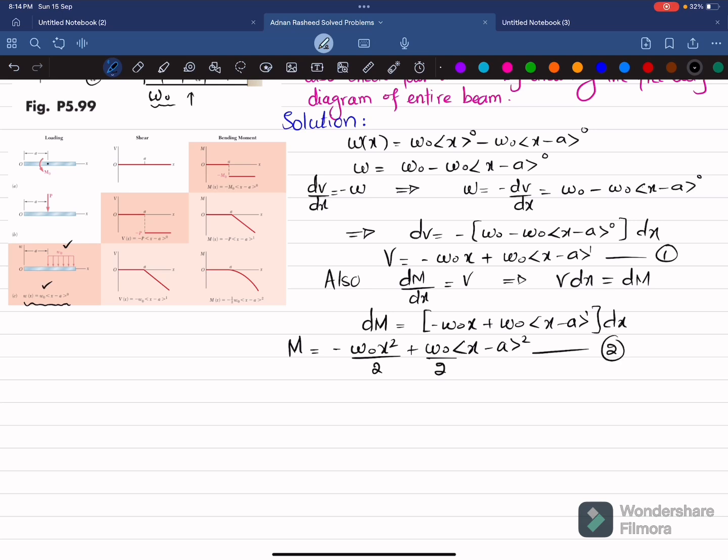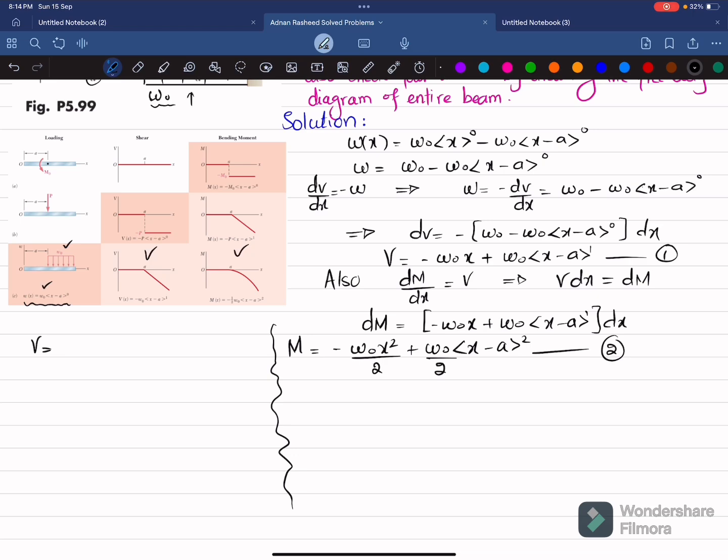This is one method by which you can get the equation of shear force and bending moment. The second thing is that you can use these diagrams or graphs in order to get the shear force equation and bending moment equation. So let's use it as well. We will see that we get the same answer.